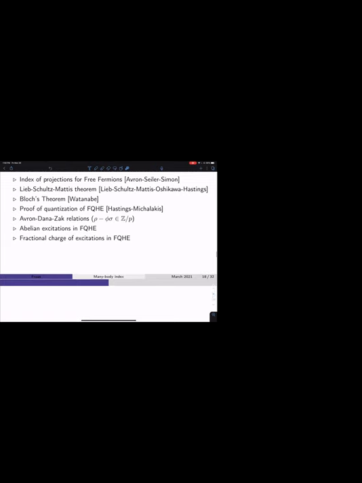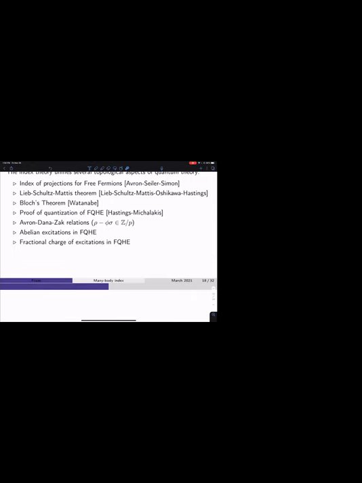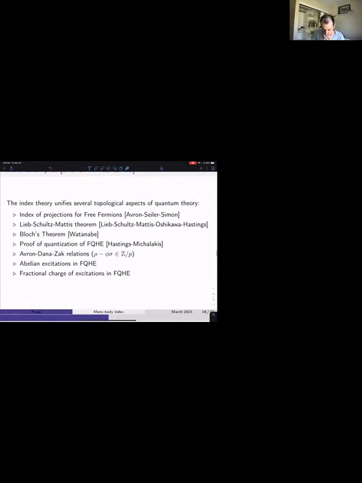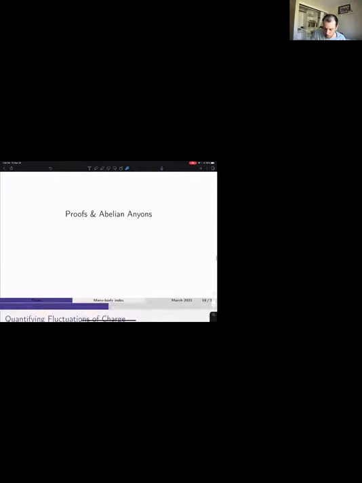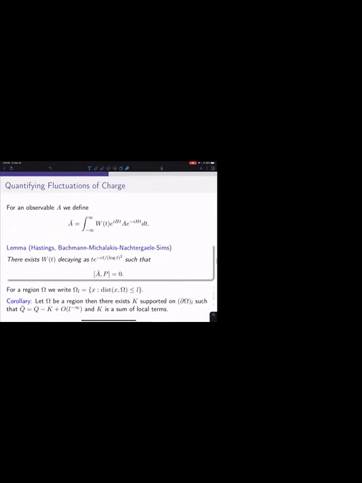Another thing you can do, you can prove that there are abelian excitations in the fractional quantum Hall effect. So anytime you have a fractional Hall conductance, you can prove through this theorem that there are abelian excitations. And you can also prove that these excitations have fractional charge that is given by the same fraction as the Hall conductance. Let me maybe tell a little bit about the proofs, particularly because it shows how these abelian anyons appear, which may be of some interest.